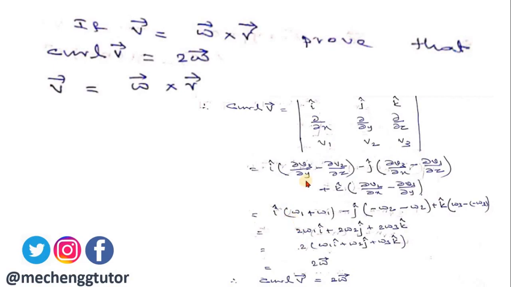So i cap into, when you differentiate V3 partially with respect to y, we get w1, and here you get minus of minus w1, so it becomes plus w1. Minus j into minus w2, and plus k into w3 minus of minus w3. So this will be 2w1 i plus 2w2 j plus 2w3 k. Take 2 common, and what remains is w bar. Thus, we proved that curl V bar is equal to 2 w bar. It is an important sum.